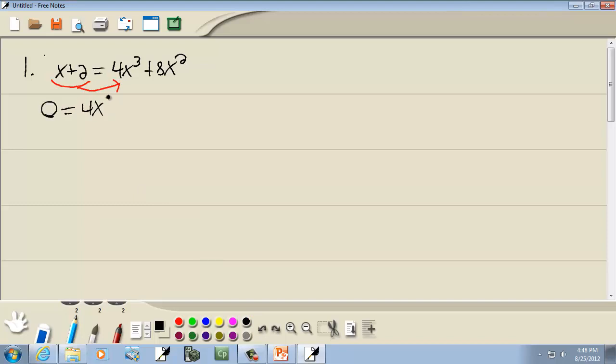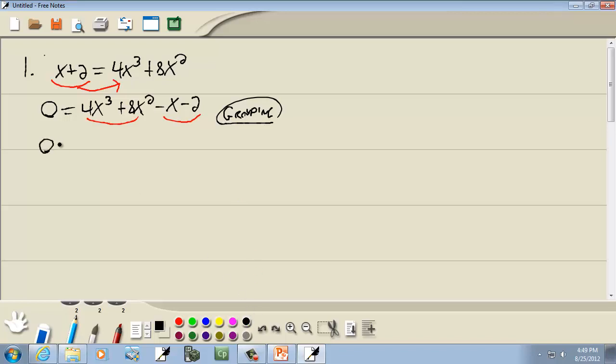So I've got 4x to the third plus 8x squared minus x minus 2. Remember, when you take anything across your equals, your sign changes. At this point, this factoring is a little bit harder than what we worked with in quadratic equations. This is grouping, for four terms. So I'm going to group the first two terms together and the last two terms together.